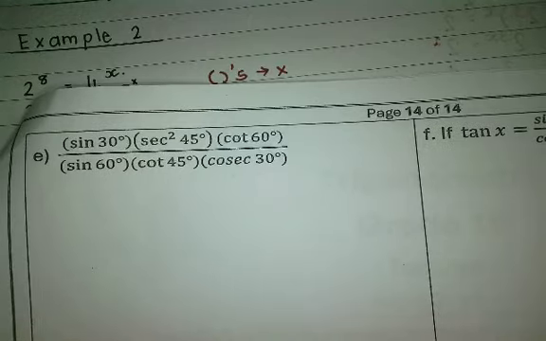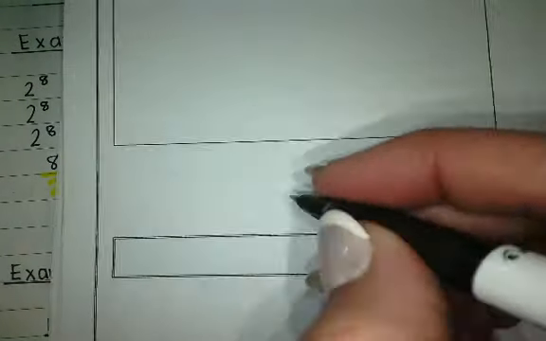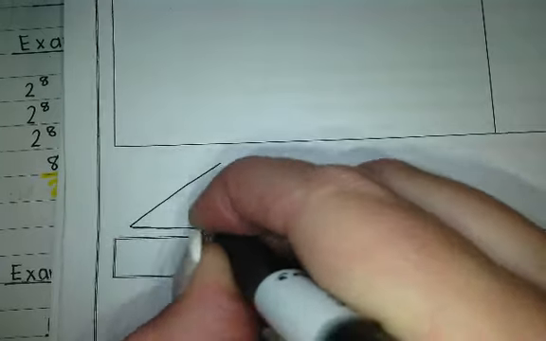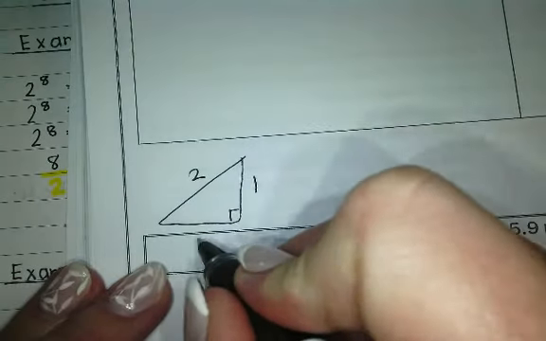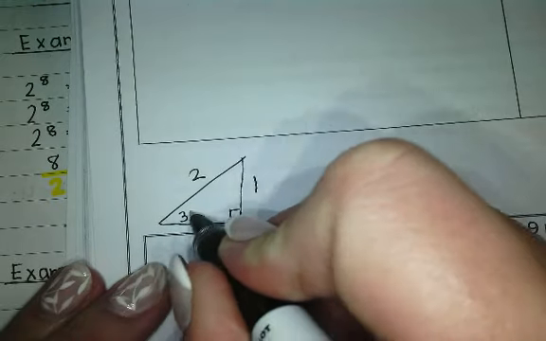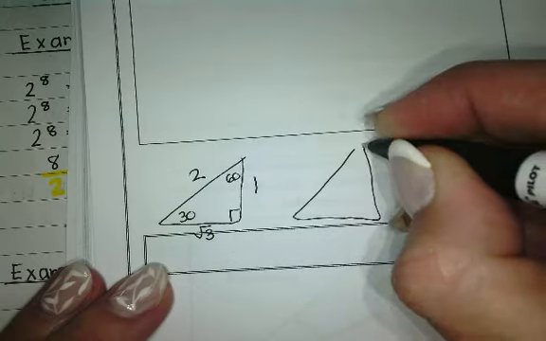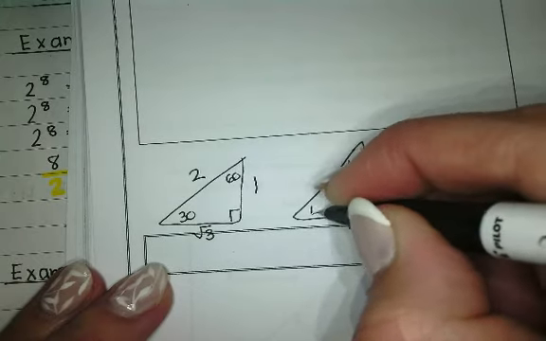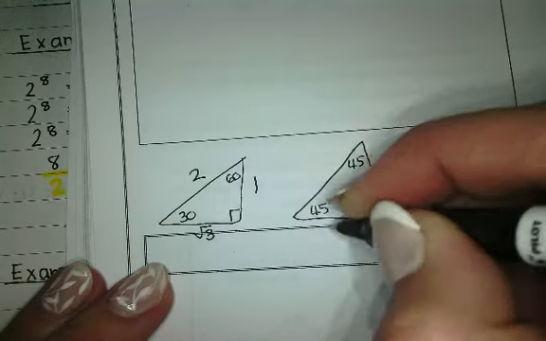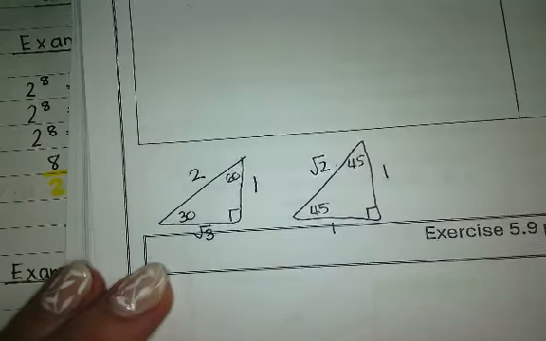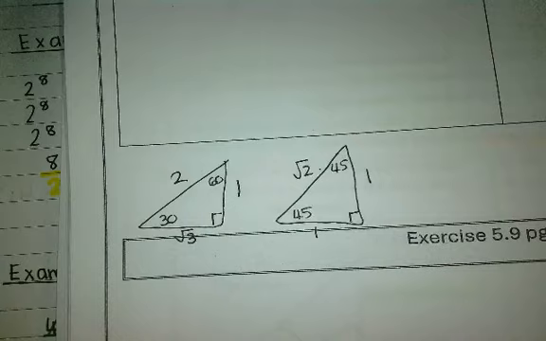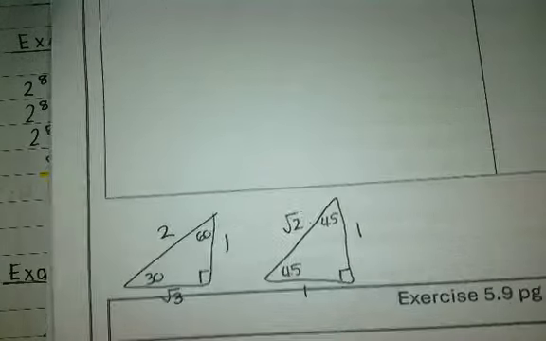Okay, so sin 30. Now what I would suggest is, now you see, we don't have the triangles in front of us. So draw your 2 triangles. So we've got 1, 2, square root 3, this is 30, this is 60, and then our second one is 45 and 45, 1, 1, square root 2. So that's what I actually want you guys to do in your test, to draw those 2.